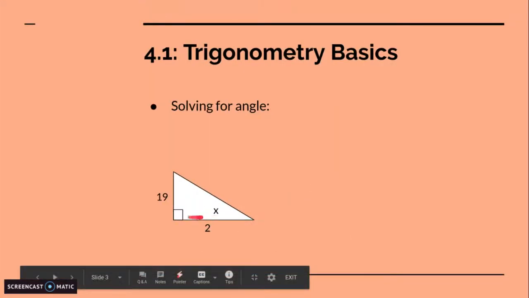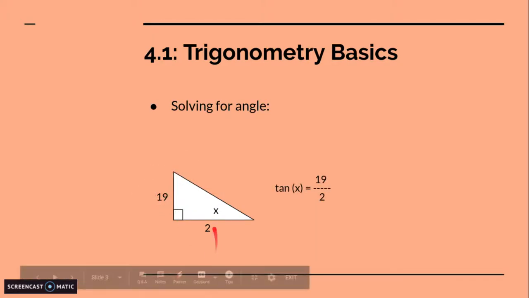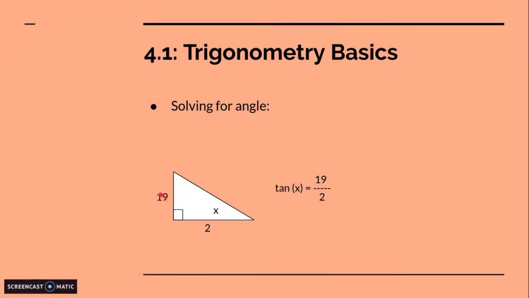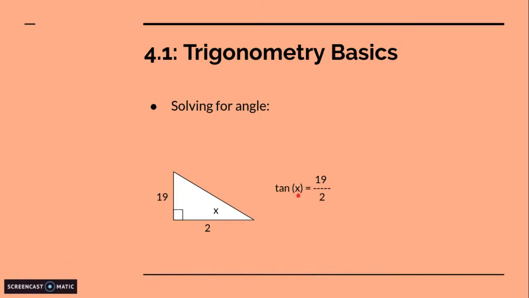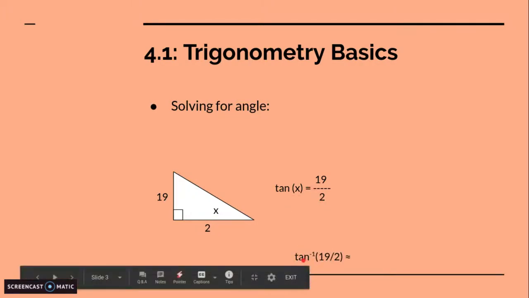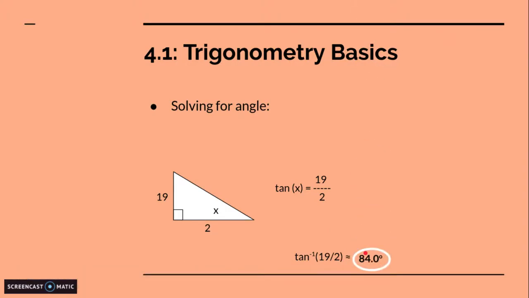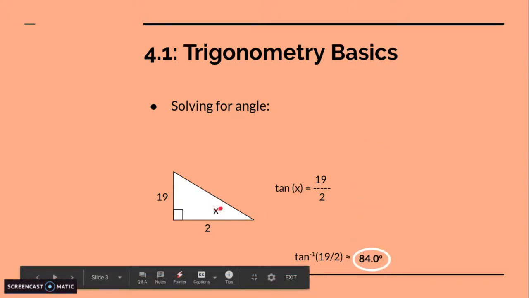But if you're solving for an angle, you see the x is an angle this time. We find out that it's tangent because this is opposite and this is adjacent. And we do 19 over 2 because it is opposite over adjacent. And then we have to use the inverse function, which is tan to the negative first. And you multiply that by 19 over 2, and that is about 84 degrees for this measure.